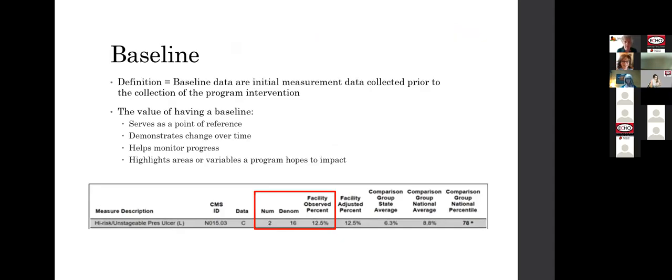Very good. The next slide is the question of how to establish baseline data. These are the initial measurements of the data that you want to collect. In the example, we're looking at pressure ulcers, and you have a numerator and a denominator. You divide that and get your facility observed percentage, and then you can compare that to the state average and the national average. That gives a bird's eye view of your data relative to other groups. Having that baseline data is a point of reference that allows you to see how things change from month to month.